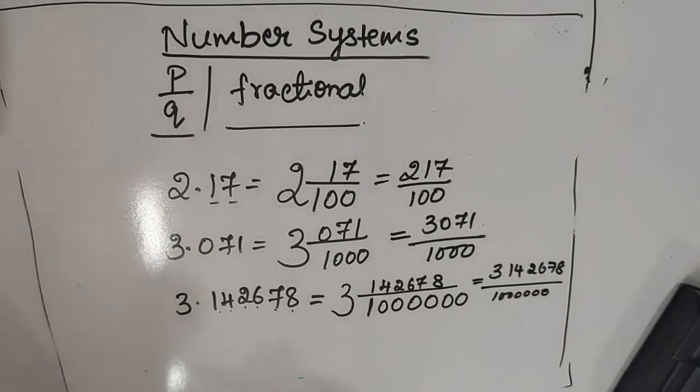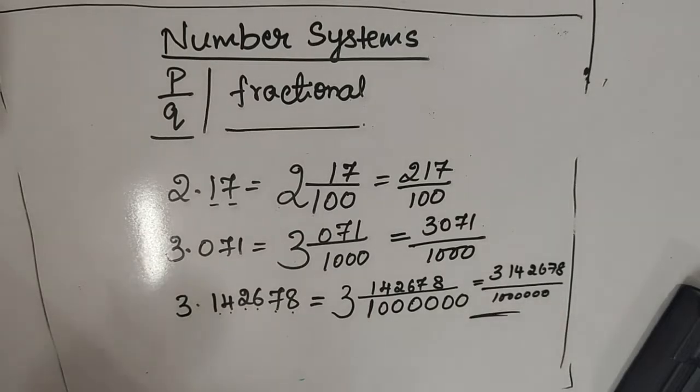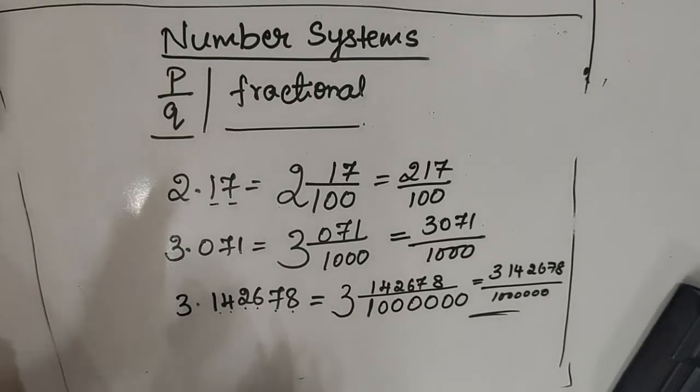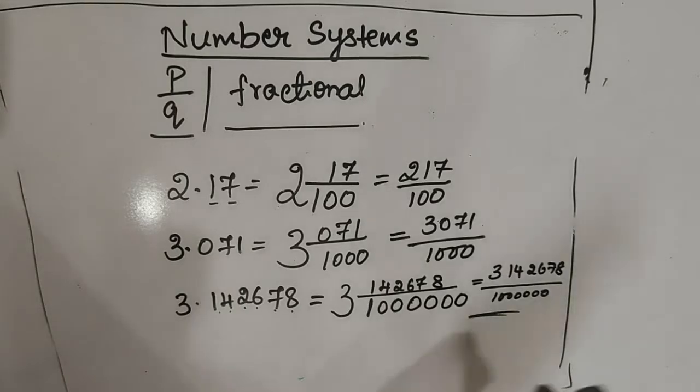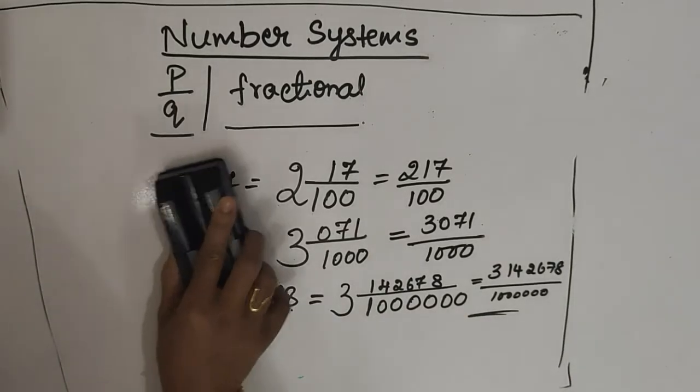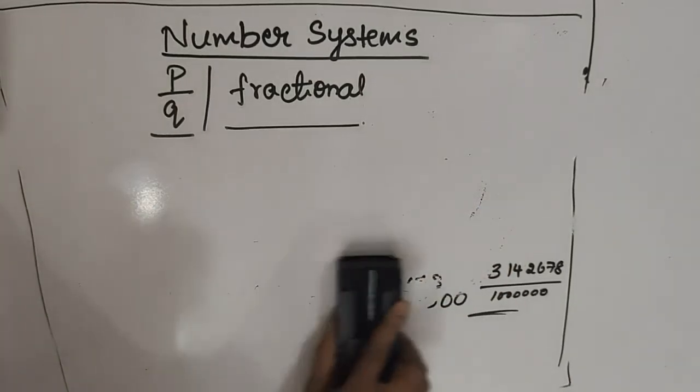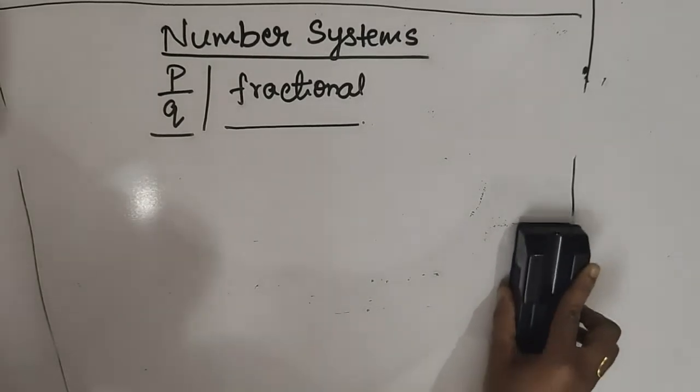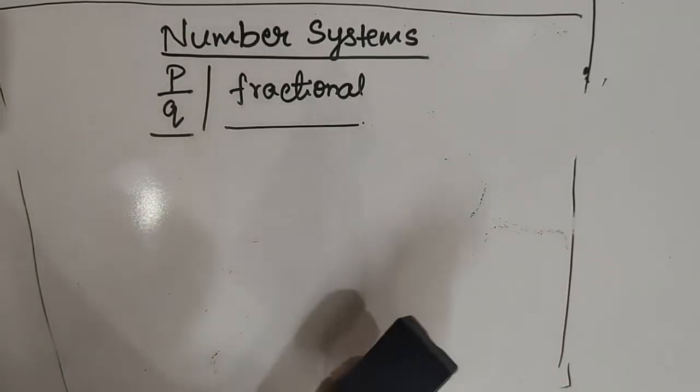10 lakh. I think you understood this: how to convert simple questions to the fractional form or P by Q form. This one you have studied already in your previous classes. Now what we are going to study is a new topic, that is also converting the given number in the form of P by Q or fractional form only.